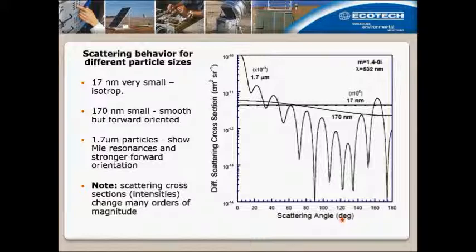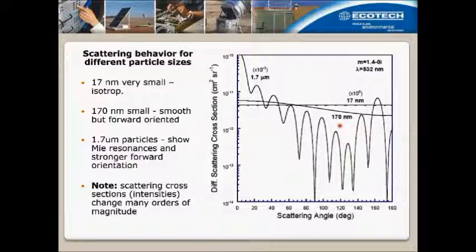If you look at the angle behavior, you see a typical graph like that. When particles are very small, the angle behavior is very smooth. It's basically flat, and that's the signature of Rayleigh scattering. With the 17 nanometer diameter particles, you have a very flat behavior. If the particles get a factor of 10 bigger, to 170 nanometers, you see that there is a little less scattering to backward angles than to forward angles, but it's still smooth.